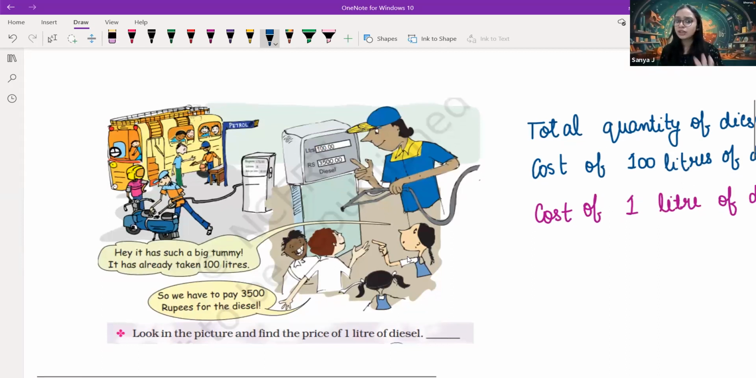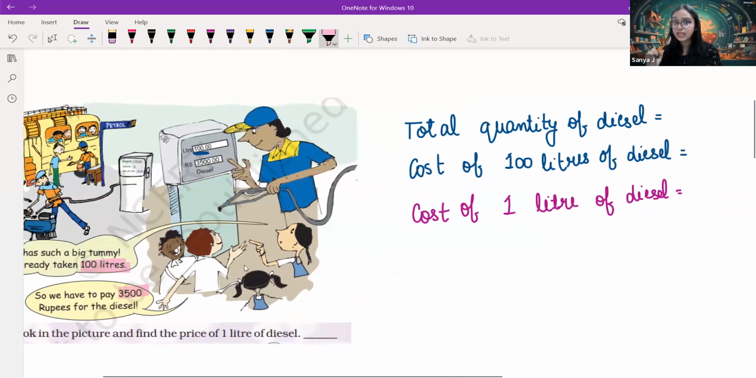Now, while the bus was being refilled with diesel at the petrol station, students were having a look at the petrol pump. This girl notices that 100 liters of diesel was being filled, and this boy notices that the bus driver pays 3500 rupees for diesel. So 3500 rupees for 100 liters of diesel. Let's try to find out what would be the price of 1 liter of diesel. Let's find it out together.